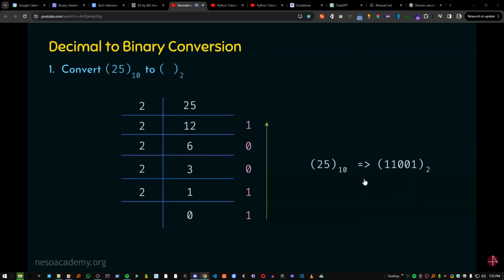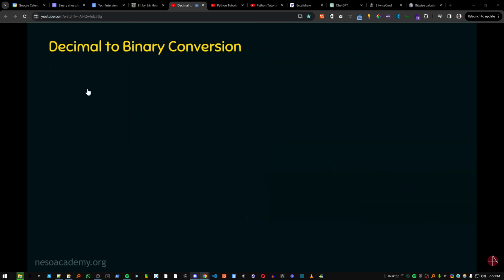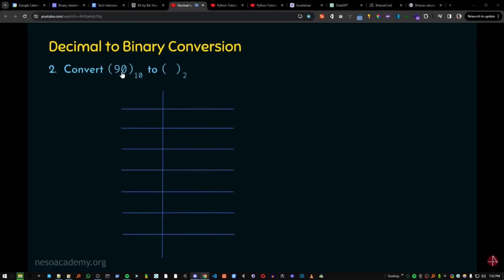Now let's see one more example to concretize this concept. Here 90 is the decimal number, and we need to convert it to its equivalent binary number. We start with this number 90 and put the divisor, which is 2, over here. Now we divide this number by 2. We will get 45 as the quotient and 0 as the remainder.